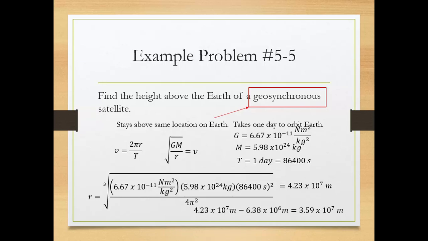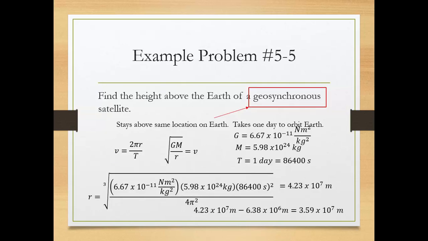Oh, we figured out the height above the Earth. Sorry, I wanted to say the height above the Earth. The 4.23 times 10 to the 7th is the radius of the orbit. It's actually only 35,000 kilometers above the Earth, not 42,000.